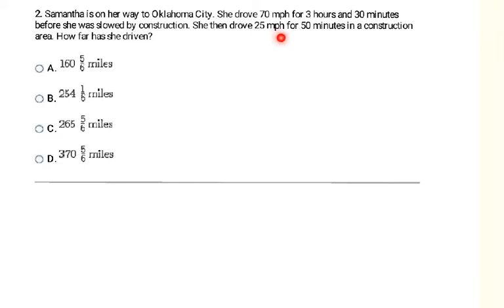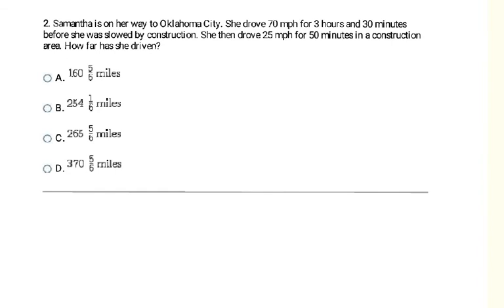Well, remember MPH stands for miles per hour. So in 1 hour, she goes 70 miles. And then when she hits the construction, in 1 hour, she goes 25 miles. That's what miles per hour means. Here, they give it to us in hours and minutes, and 50 minutes. Because this is miles per hour, we're going to want to get this into straight hours. That per hour is a ratio, so we're going to end up doing 2 proportion problems here.